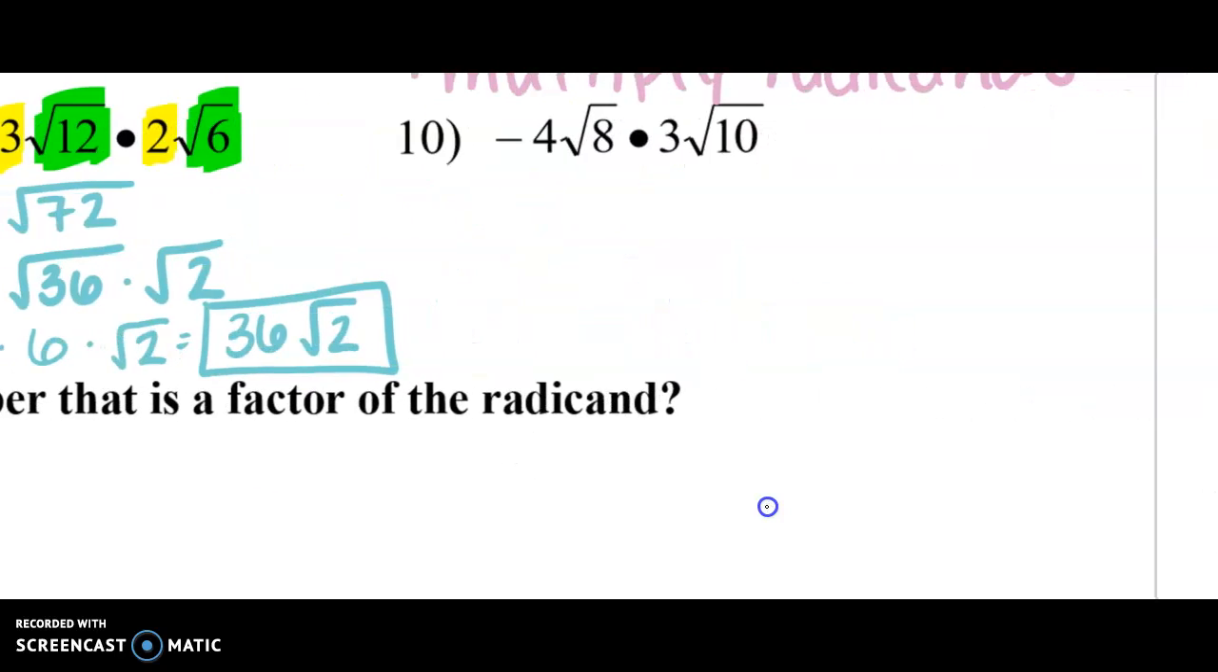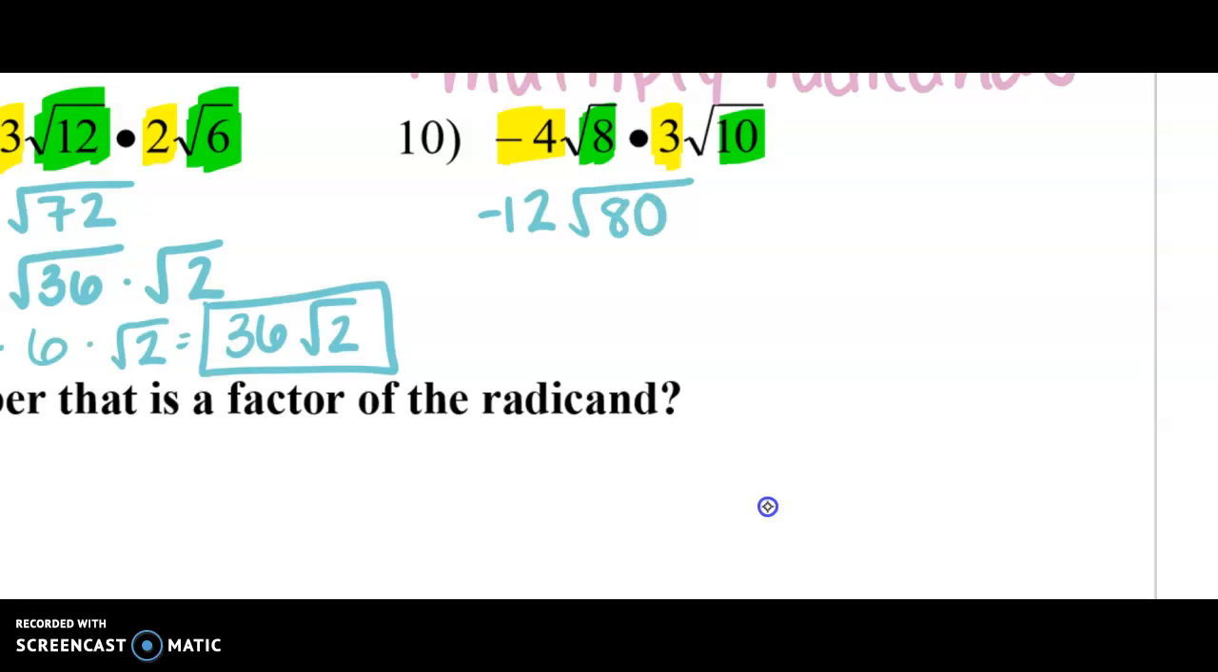Last one we're going to look at, number 10. Here, what I'm going to do is multiply the -4 and the 3. So -4 times 3 is -12, and I'm going to multiply the 8 and the 10 because they're both underneath the radical, so the square root of 80.